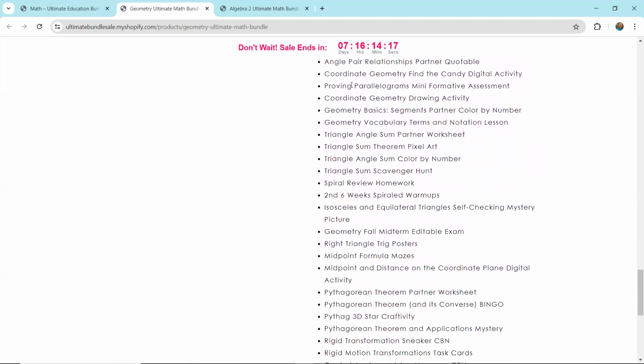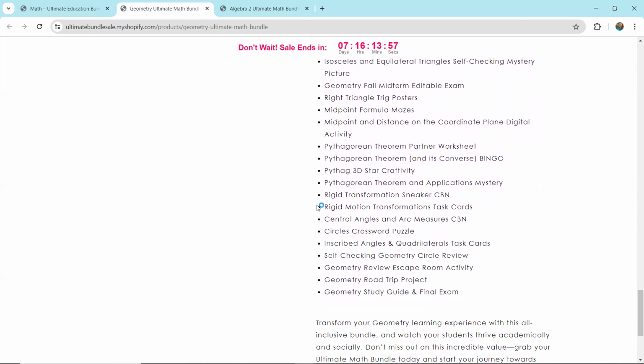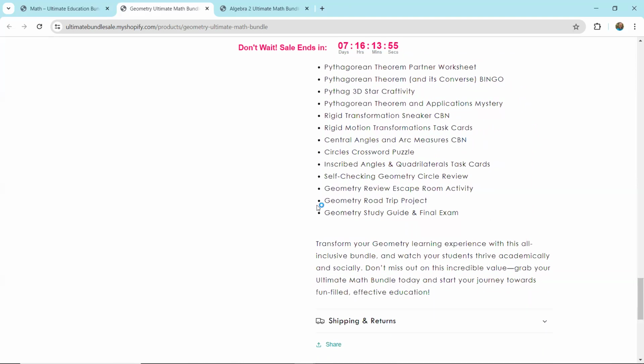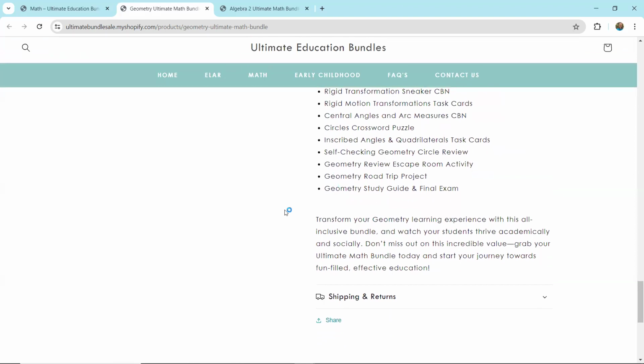This I think is great. That one's another one that I did, but there are other coordinate geometry things. Here's a find the candy digital activity. That just sounds cool. Coordinate geometry I always found to be challenging and hard to find good stuff for. Triangle sum, midpoint distance, Pythagorean theorem, more central angles, right?